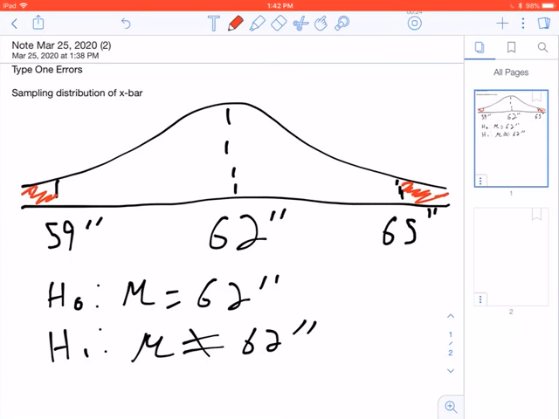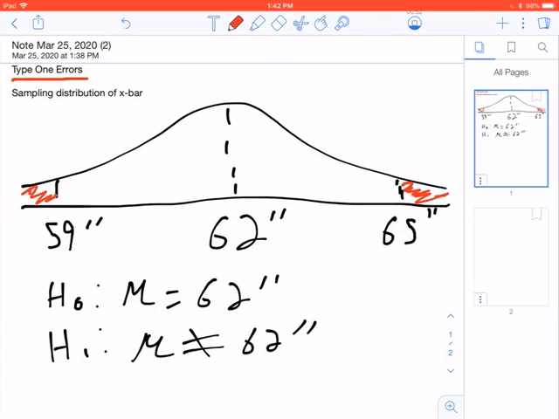So, today, in this video, I want to talk about type 1 errors. You guys should have been reading about type 1 errors today. A type 1 error is when you run a statistical test and you reject the null hypothesis when the null hypothesis is actually correct. Okay? So, what does that mean?